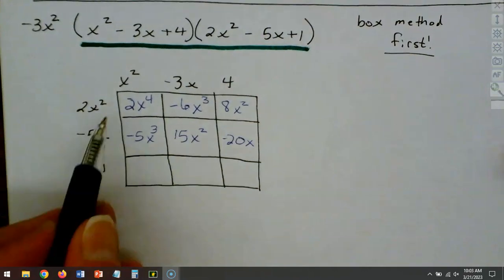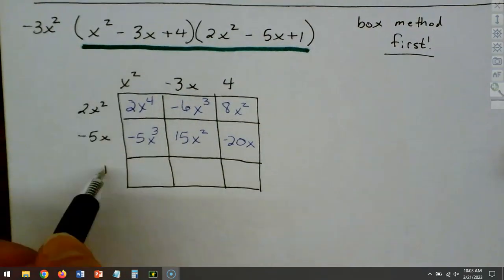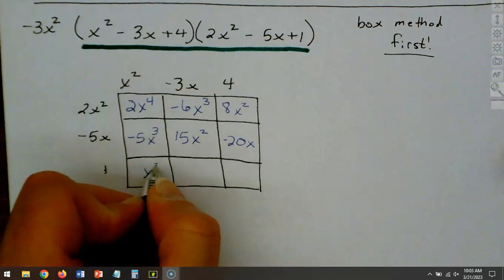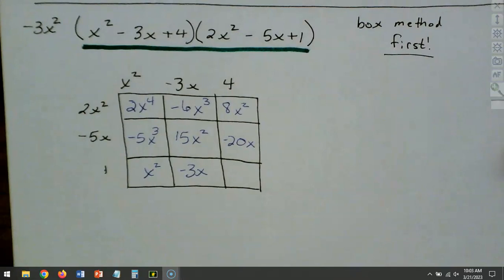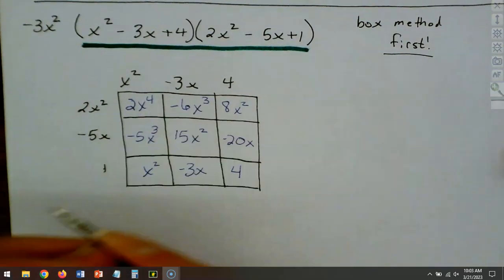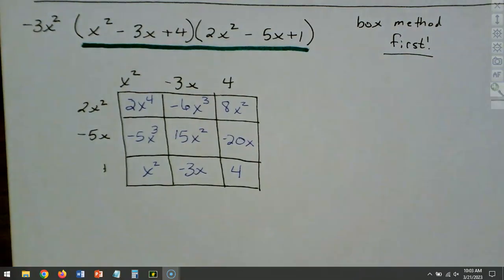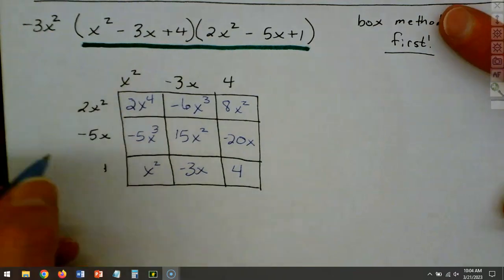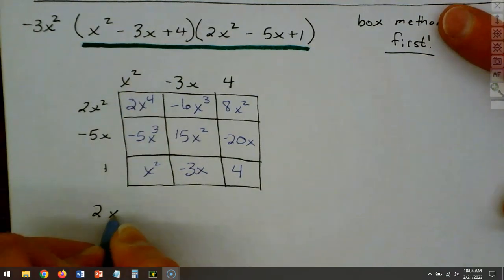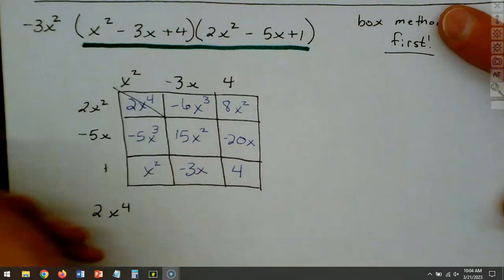And then 1 times anything is just itself. So 1 times x squared is an x squared. 1 times a minus 3x is a minus 3x. And 1 times 4 is a 4. We do the same procedure that we just did on the last one. We're going to add on these diagonals. You always start in the upper left corner. So we're going to start here with a 2x to the 4th power, gone.